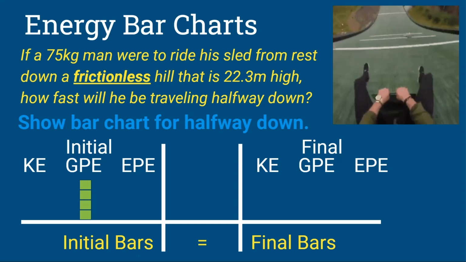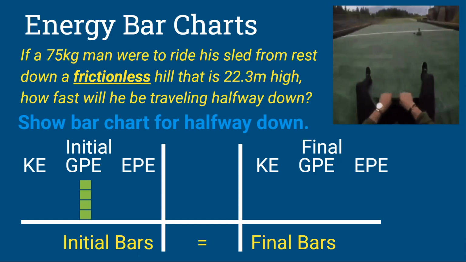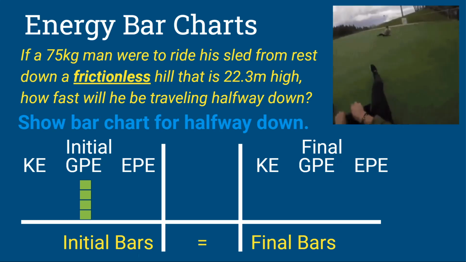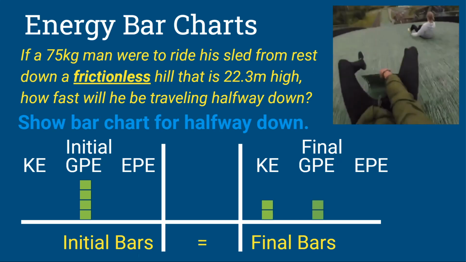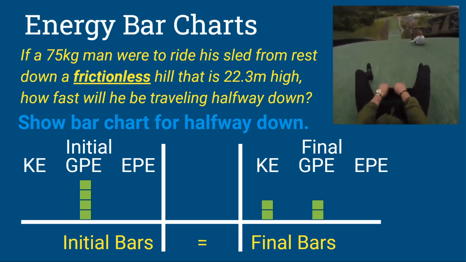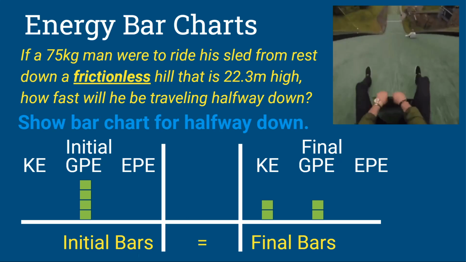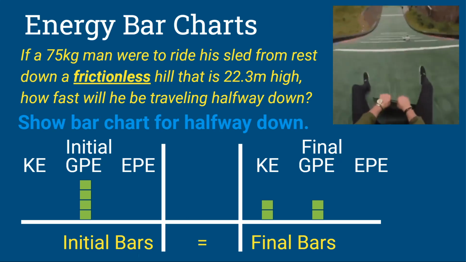Both gravitational and kinetic. There's no elastic here. Nothing's being stretched or compressed. So it's just those two. And it should be half and half because he's halfway down. If you have half the height, you will have half the GPE. Okay, so notice I still have 4 blocks.